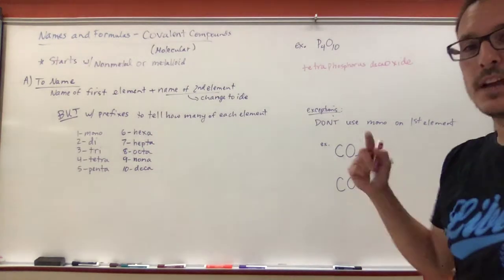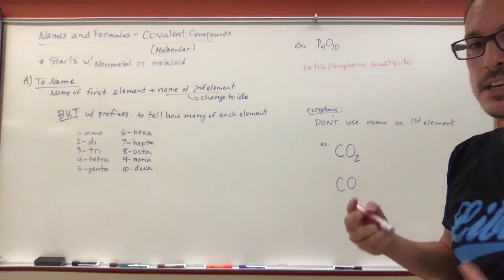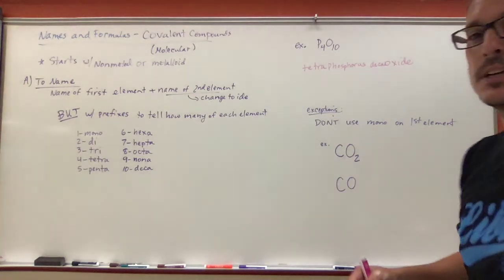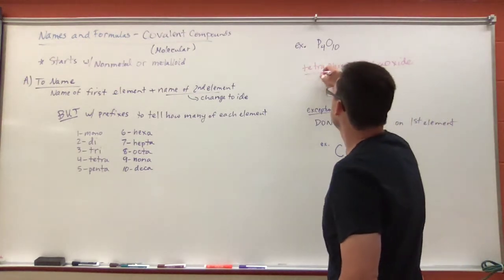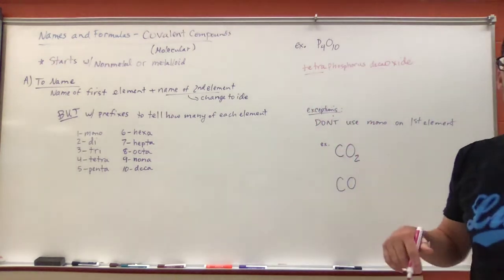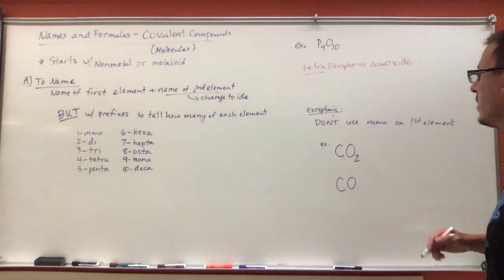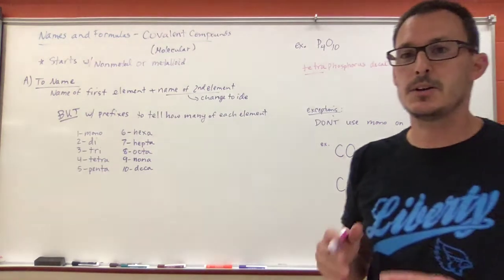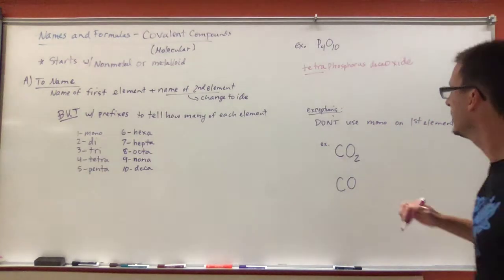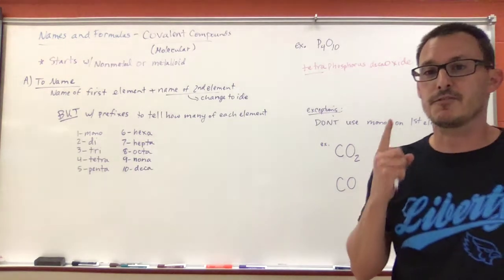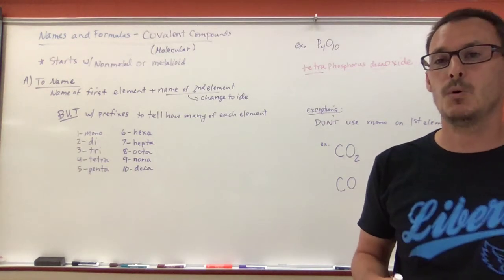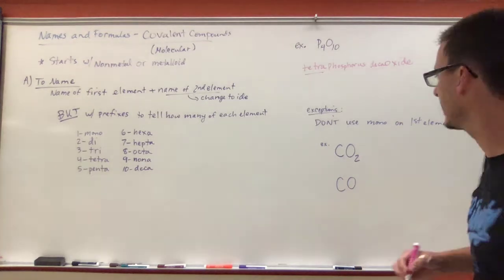Okay? Going the other direction, if I gave you the name, it's even easier. So I'm not going to do an example with you. You just have to be able to recognize these prefixes as how many and then write a good formula. Okay? The only thing also to tell you, I think, that can be a challenge sometimes is the exception with the prefixes: if your first element only has 1, you actually don't use prefixes, right?